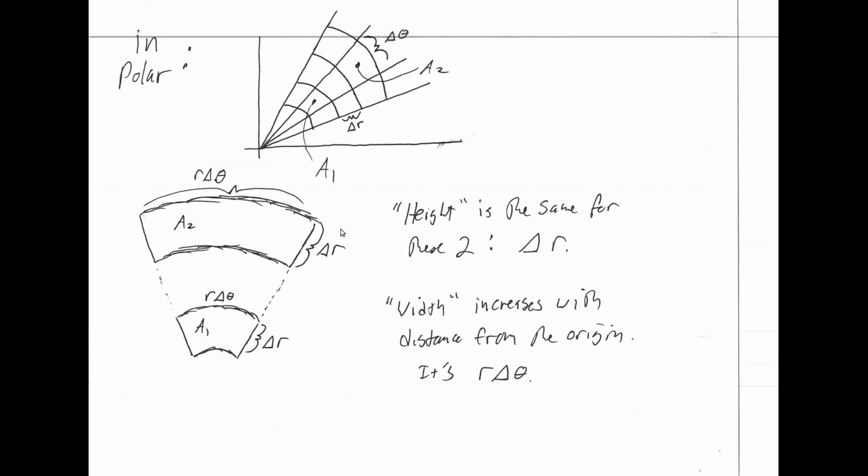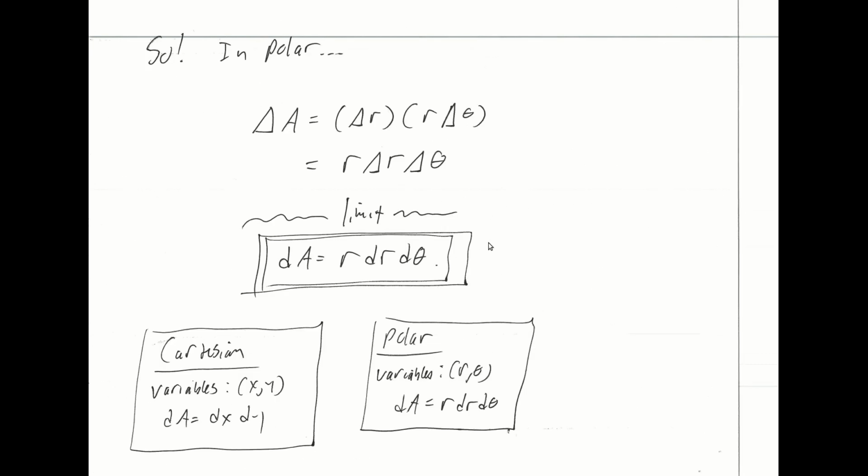So the width, quote unquote, of these boxes depends on how far from the origin you are. And in fact, that width is going to be given by delta theta times r. So if r is bigger, we're getting a larger width, and for r equal to a smaller value, we get a smaller width.